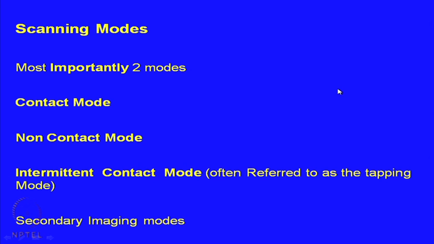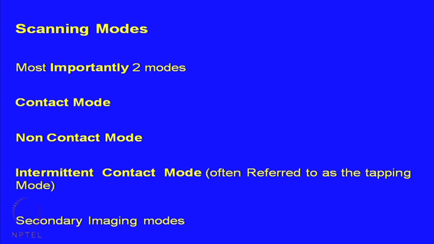Okay. So, before we move on to how it works, first, there are essentially two important modes in which an AFM can operate. It is the contact mode and the non-contact mode. Now, non-contact mode unfortunately has some limitations, particularly in terms of image resolution. So, it is rarely used in isolation to image, though it has certain advantages.